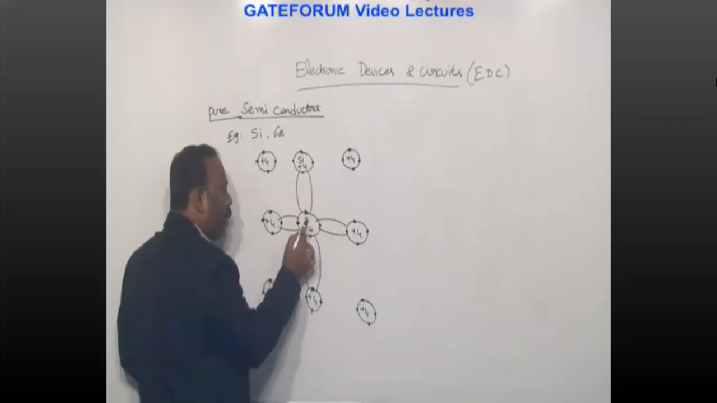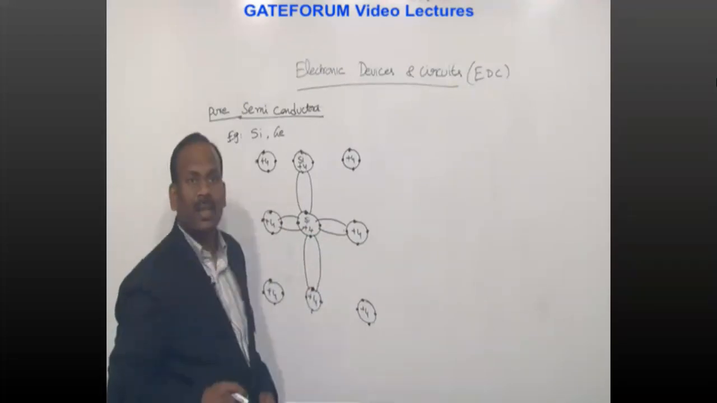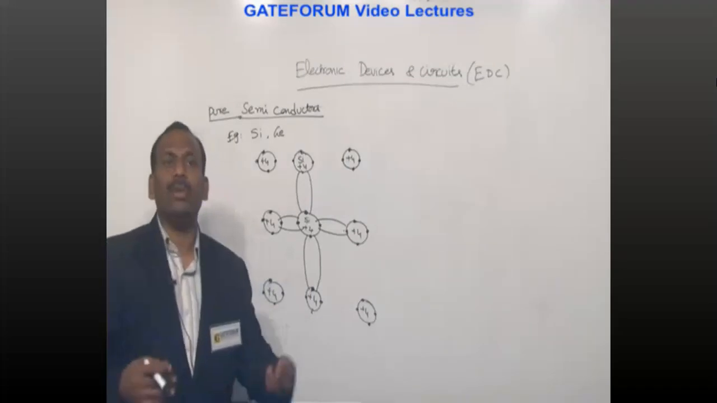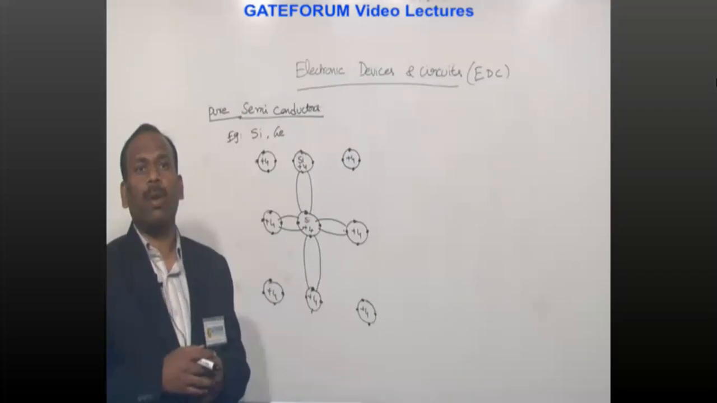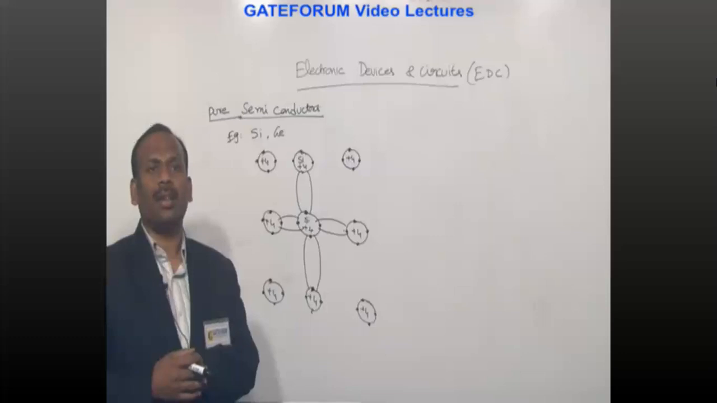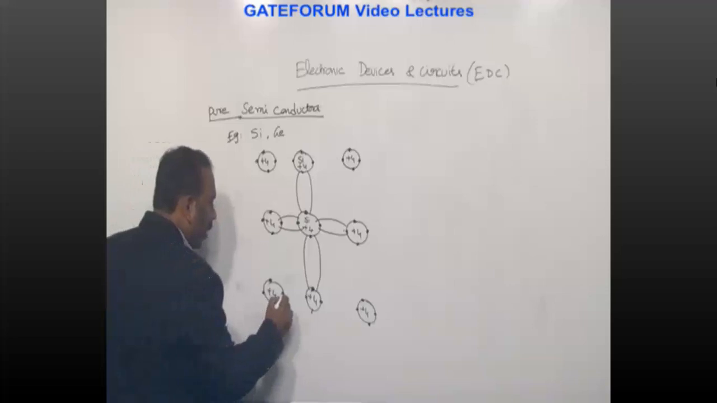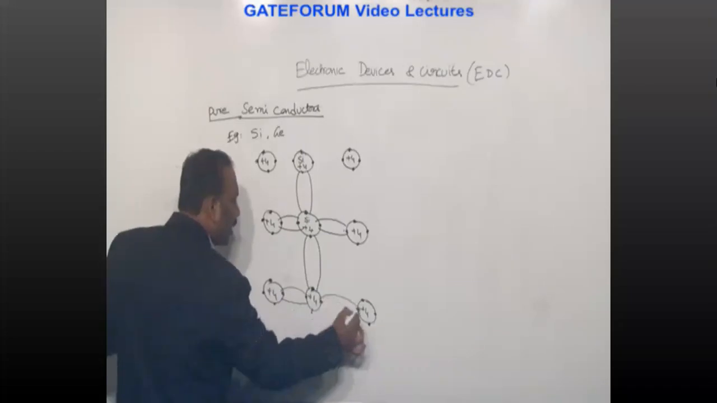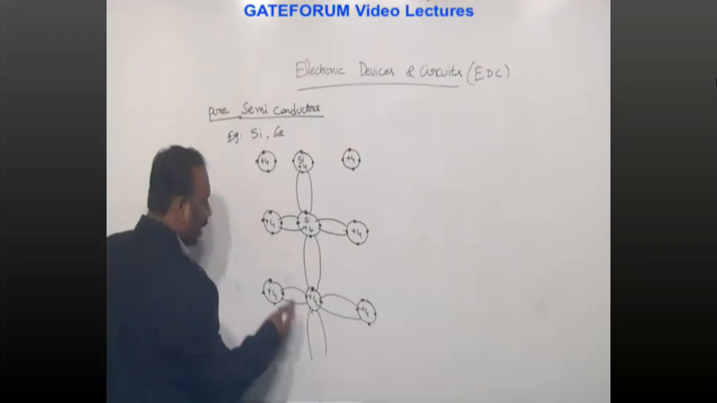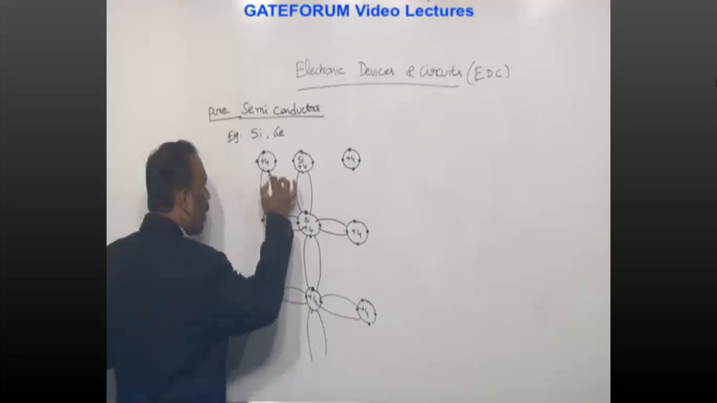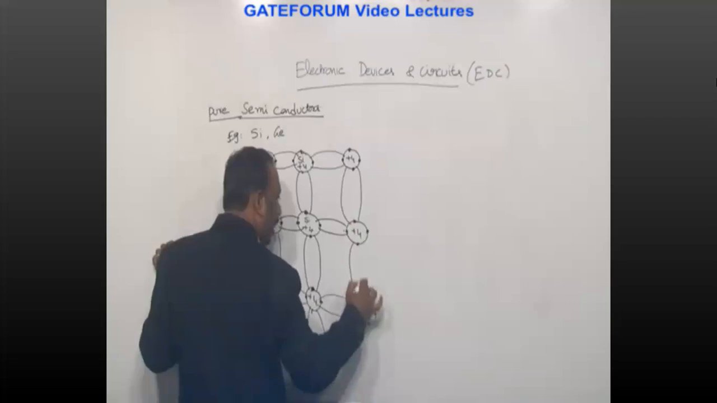Now see this one. How many valence electrons are there? 1, 2, 3, 4, 5, 6, 7, 8. Got the stability or not? An atom's aim is always to get stability. The 4 valence electrons form 4 covalent bonds with the neighboring atoms; they are sharing the valence electrons. Therefore, stability is achieved. Similarly, this also forms covalent bonds with this one. If you draw this in 3 dimensions, one more atom will be there like this. Similarly, all these form covalent bonds with the neighboring atoms, therefore it is stable.